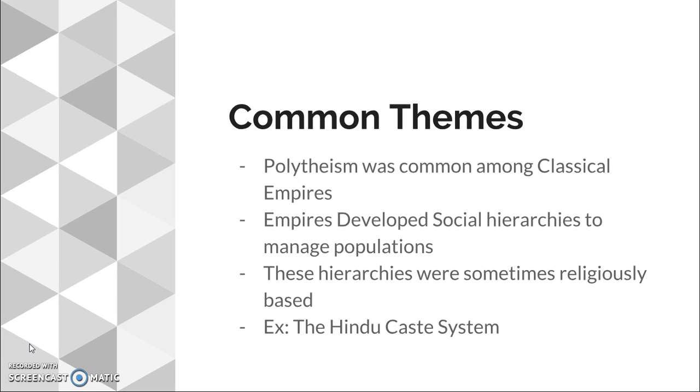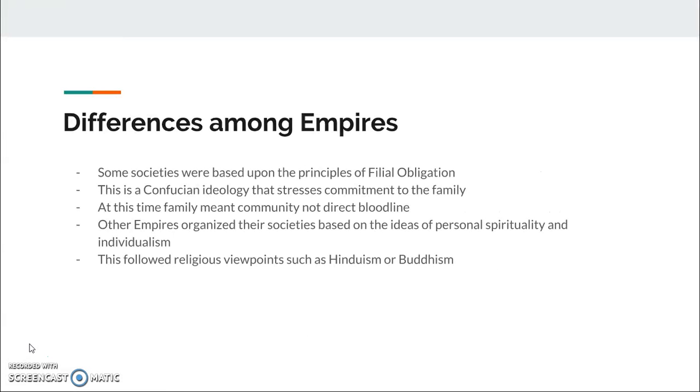During the classical era, there were several similarities and differences in the ideological beliefs of empires, and how those beliefs enabled them to manage their diverse populations. These empires were mostly polytheistic and developed social hierarchies to maintain order within the empire. However, some classical empires formed societies based on the principles of filial obligations, while others focused on the ideas of personal spirituality and development.